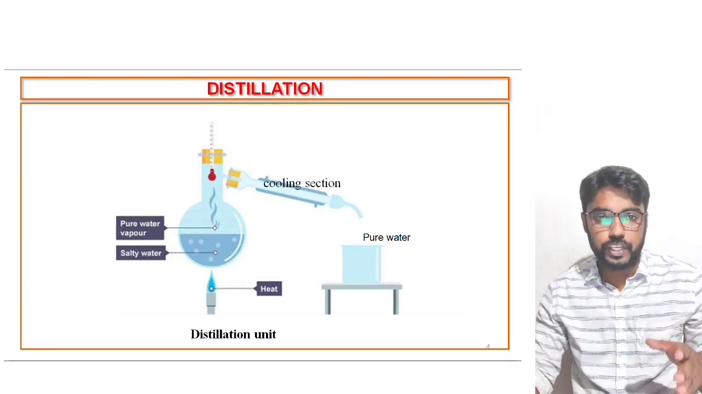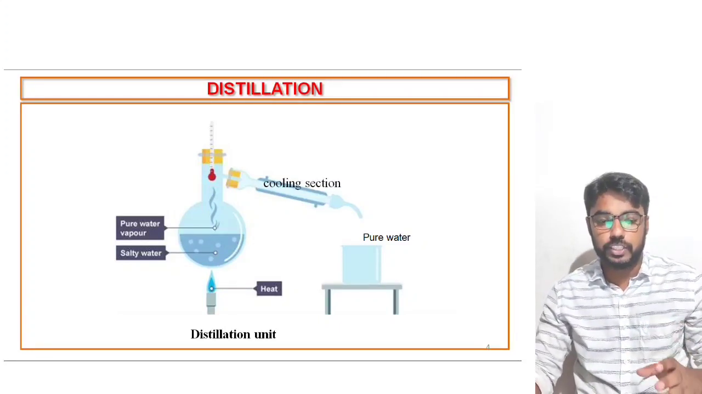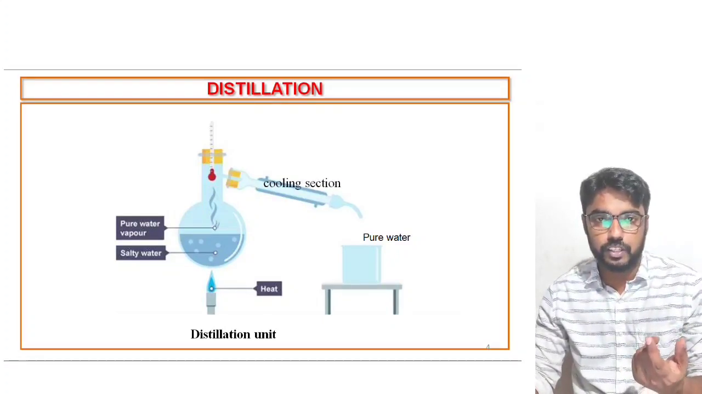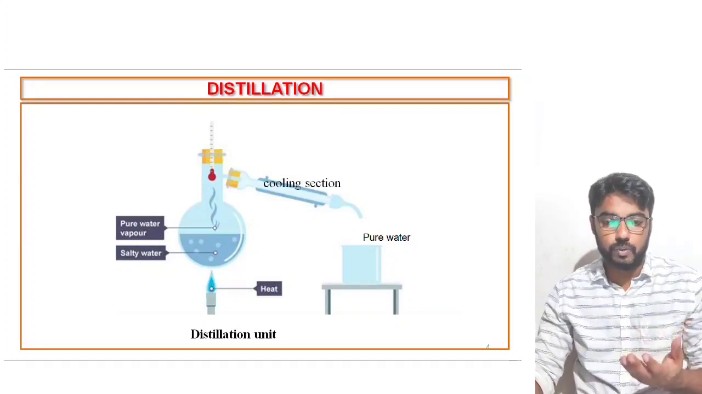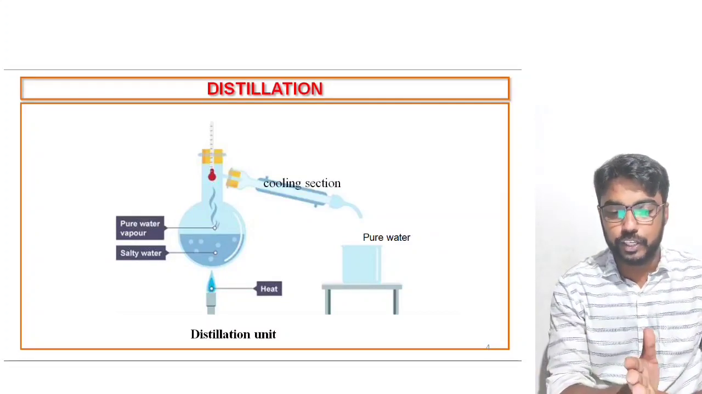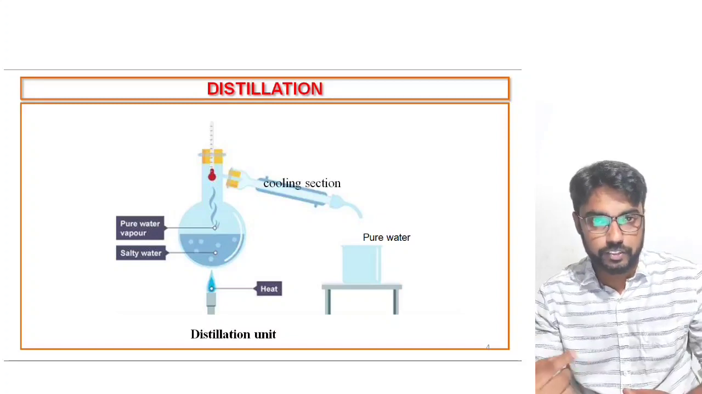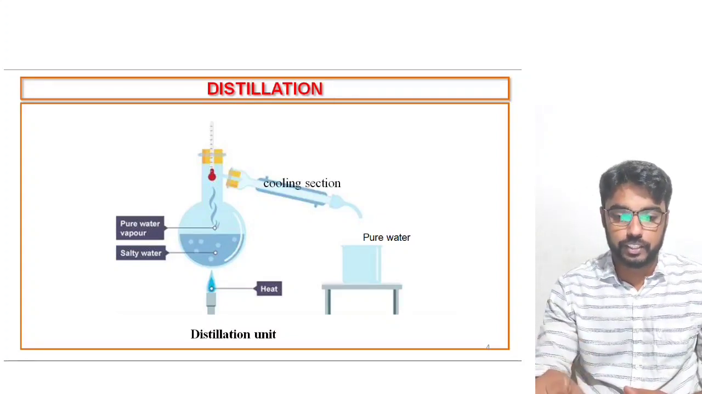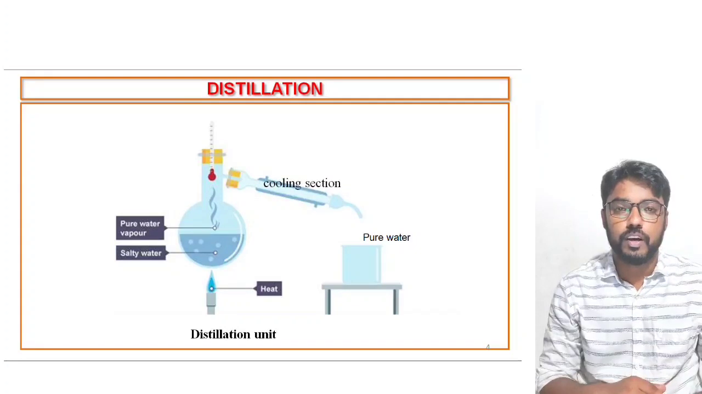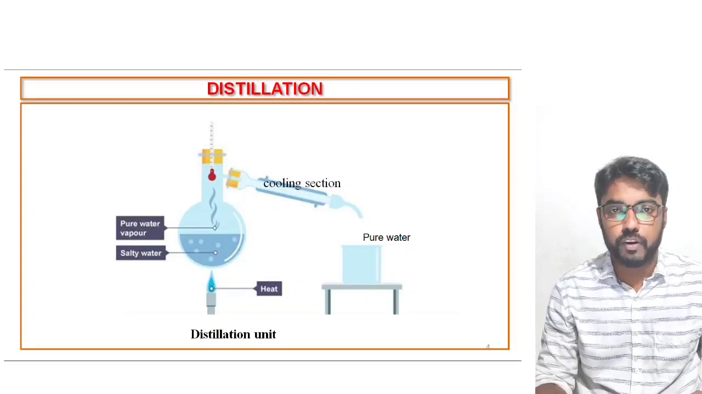And this figure explains the distillation process and the distillation unit. Here you can see the heating chamber, where heat is given from the bottom of the distillation unit, and this heat causes evaporation and produces vapor from the contaminated water. That vapor goes to the cooling part of the distillation unit, where the condensing coil condenses the vapor into water, and that water is collected as pure water in a container. You can see the boiling chamber contains a high amount of impurities. This is about the distillation process of water purification.